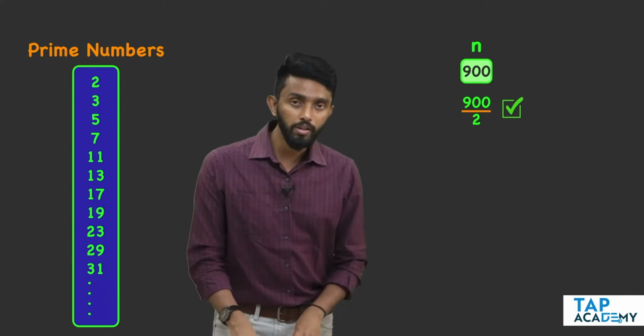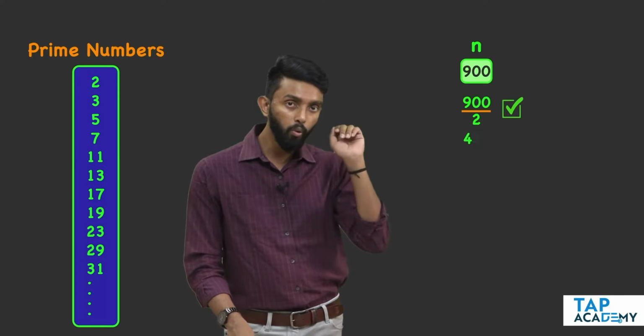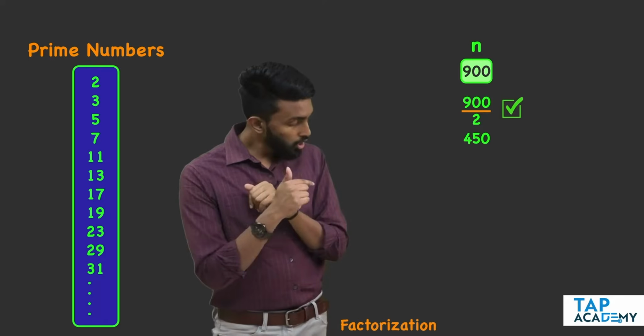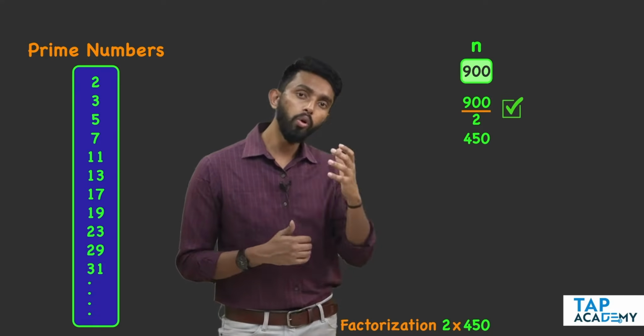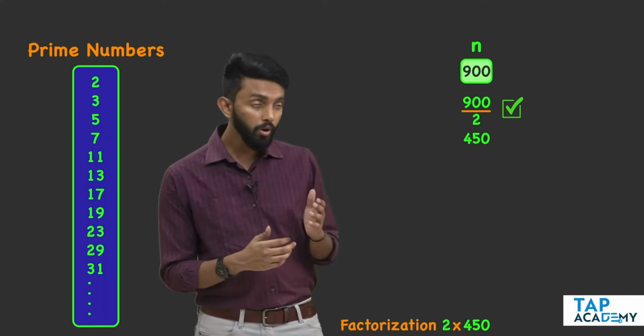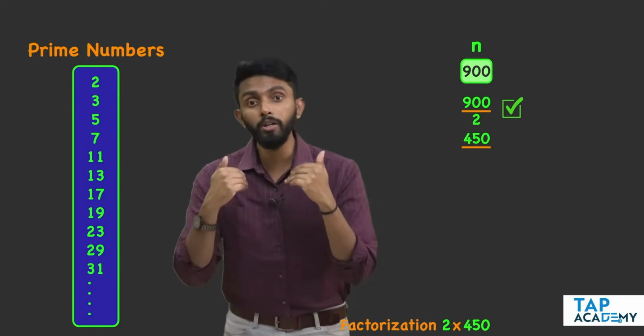Okay, great. What else? Now, obviously, if I divide 900 by 2, I will get 450, which means, would you agree that 900 can be written as 2 into 450? I'm starting to factorize it. Great. Now, I will take 450 and check if it can be further divided by 2 itself.